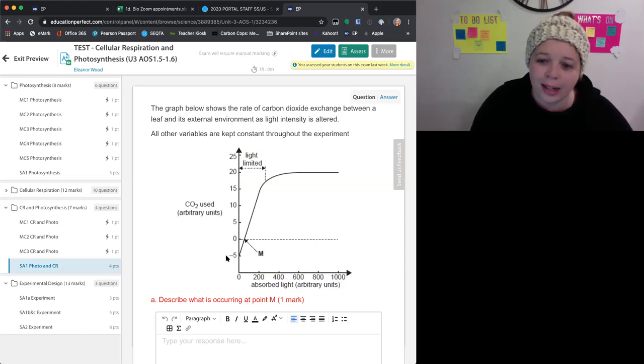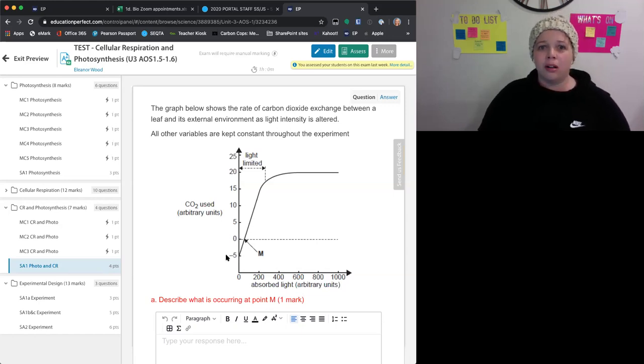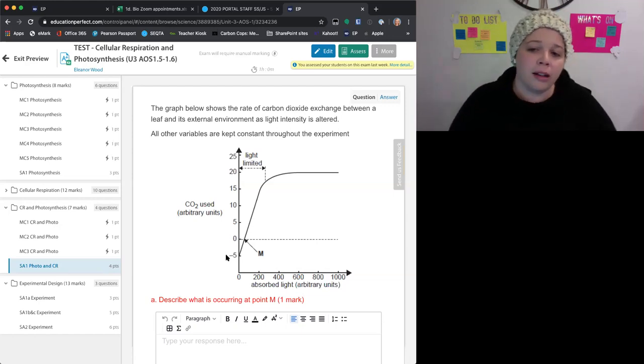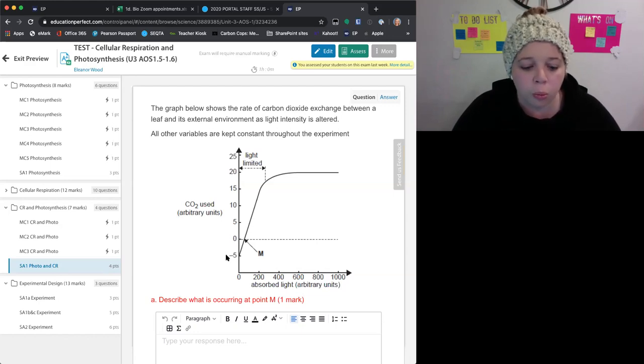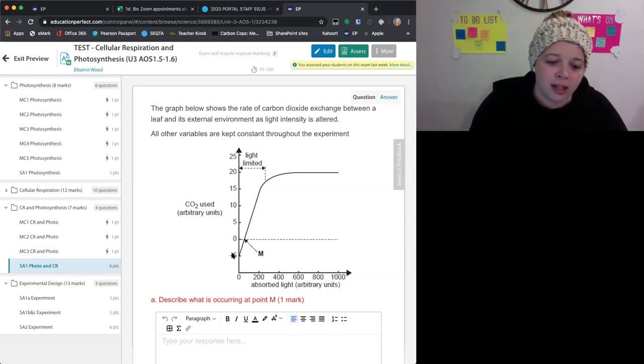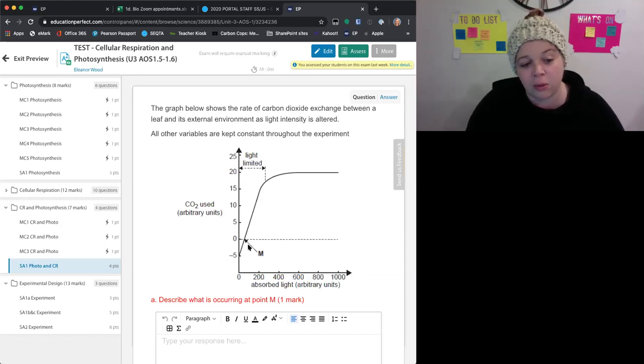But why is it negative? Why is there negative carbon dioxide used when there's not much sunlight? I want you to think about the golden rule of cellular respiration. So long as you are respiring, you are alive. Plants are alive, they're respiring. So what's happening down here is that the rate of cellular respiration is actually higher than the rate of photosynthesis. And up here, the rate of photosynthesis is higher than the rate of cellular respiration.